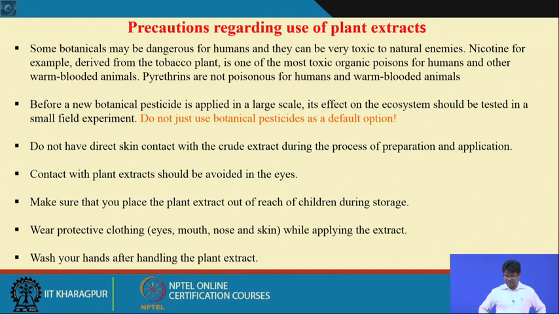Don't have direct skin contact with the crude extract during preparation and application, and contact with the plant extract should be avoided in the eyes. Make sure you place the plant extract out of the reach of children during storage. Wear protective clothing while applying the extract, protecting your eyes, mouth, nose and skin. Then wash your hands after handling the plant extract. These are very important precautions when you use any insecticide or pesticide. Before use you should be very cautious, and after use you should also follow some procedures, so that you can keep yourself free from any adverse effect, even from biopesticides.